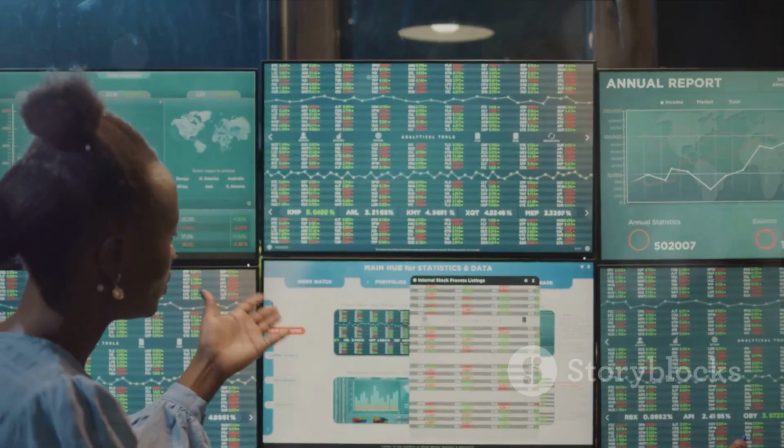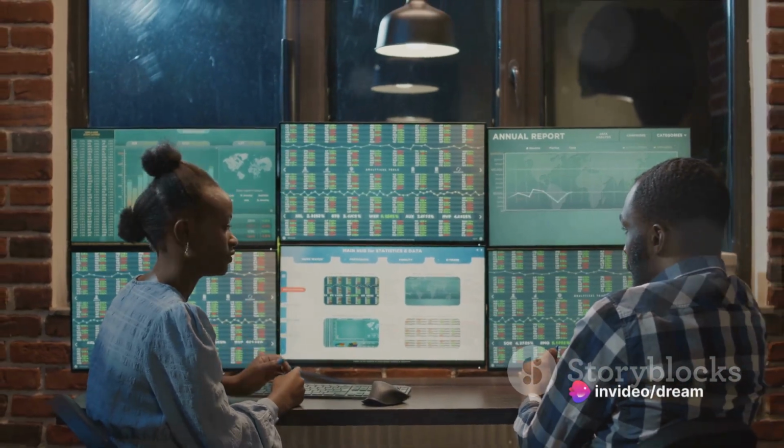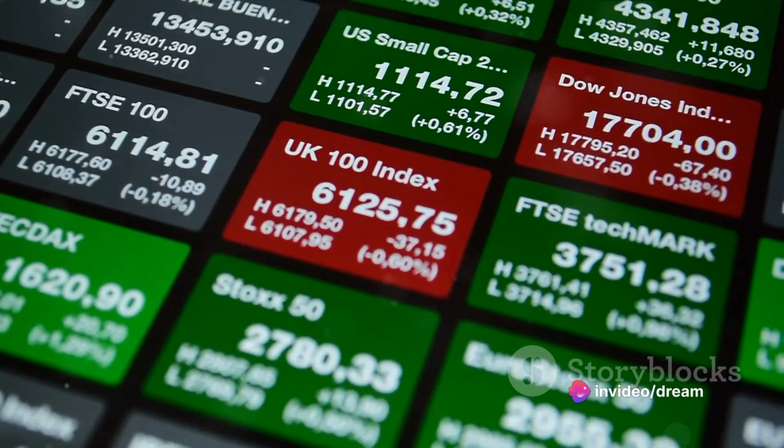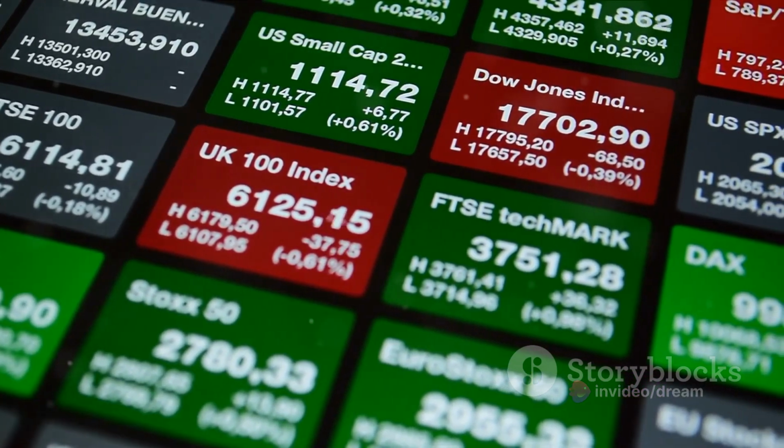Political stability also plays a pivotal role. Countries with stable governments that uphold the rule of law tend to attract more foreign investments. These investments can spur economic growth and contribute to a country's wealth.